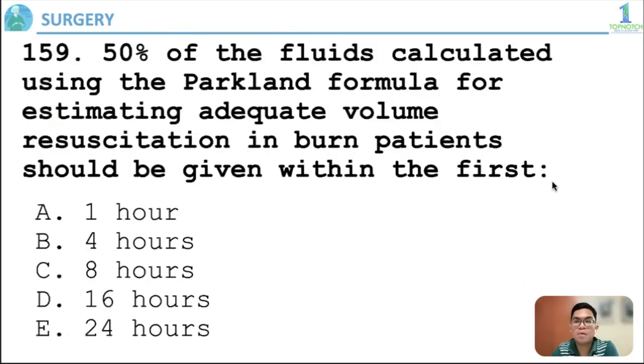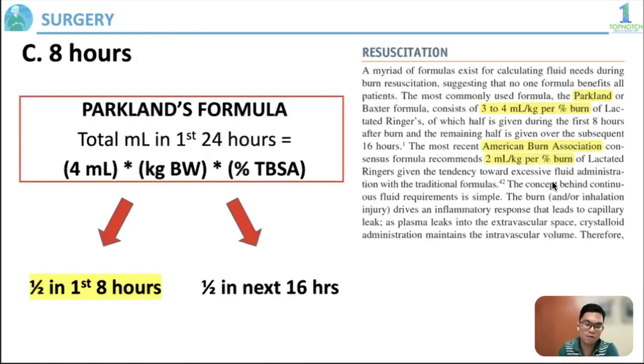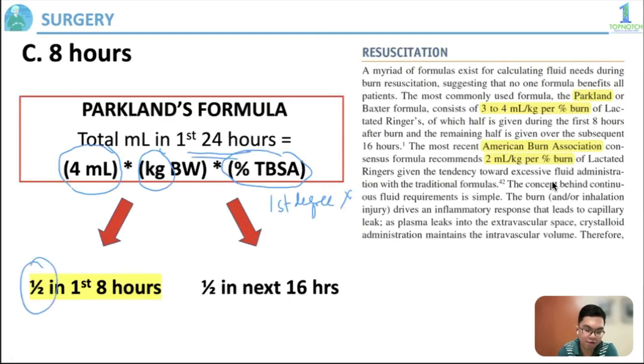Okay? Next, so burn resuscitation, Parkland's formula, 50% is given during the first 8 hours. So again, this is your Parkland formula. So you multiply 4 to the patient's body weight in kilograms times the estimated total body surface area involved ng second or third degree burns. Again, first degree burns are not included in solving your percent TBSA. So yung total value na to, ibibigay mo over 24 hours. So 1/2 in the first 8 hours. So yun yung sagot sa tanong natin. And the rest, divide mo within the next 16 hours.